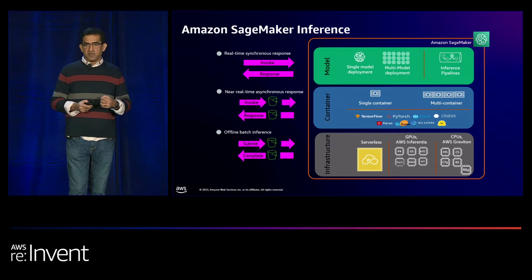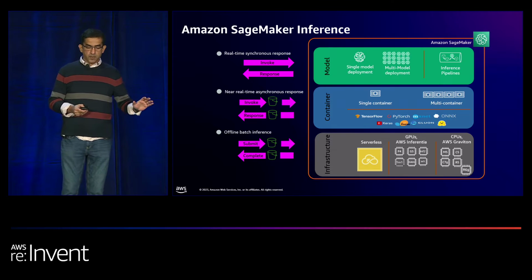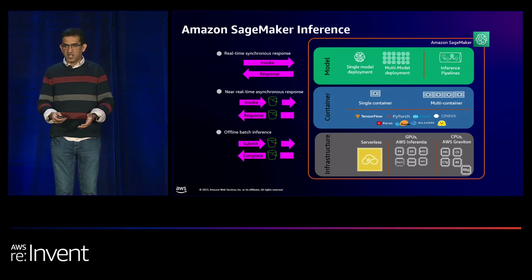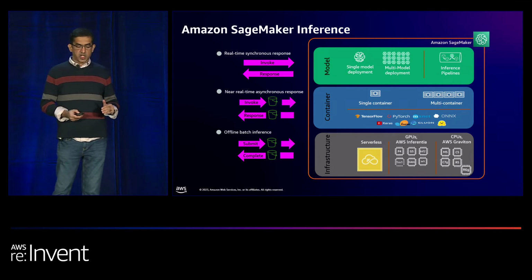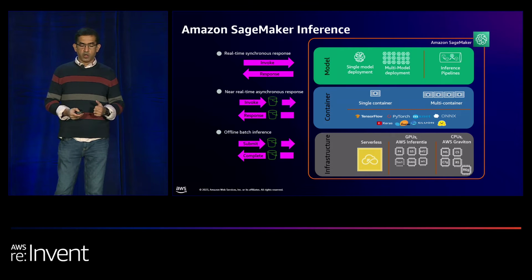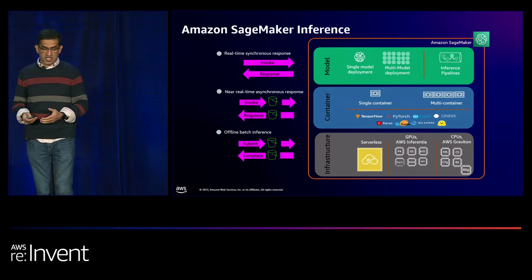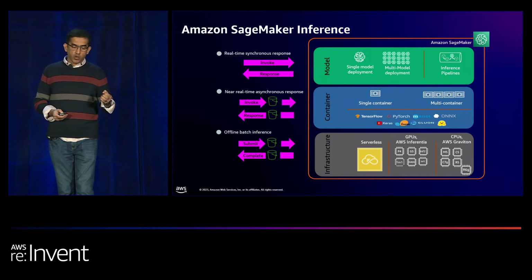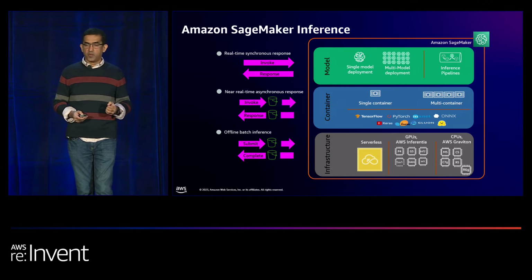With SageMaker, you can either deploy a single model or multiple models, even up to thousands of models behind a single endpoint. You can also jointly deploy the pre-processing and the post-processing steps together with the inference step as a serial inference pipeline on SageMaker. At the infrastructure layer, you have the choice of deploying your models on either CPUs, GPUs, Inferentia, Graviton-based instances, or you can choose to go entirely serverless. So with SageMaker, you not only get the right model hosting option for your use case, but you also get the best performance at the lowest cost.